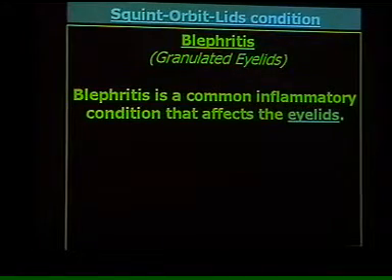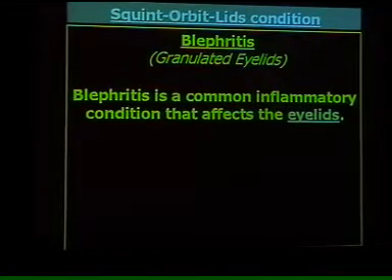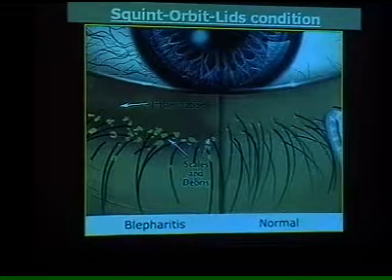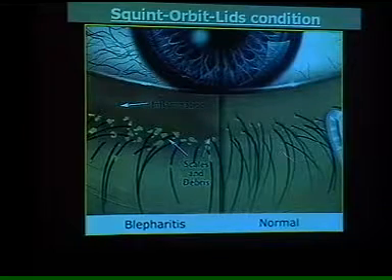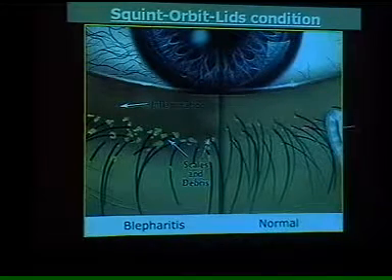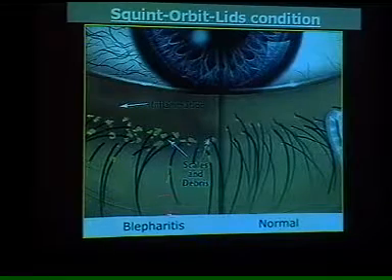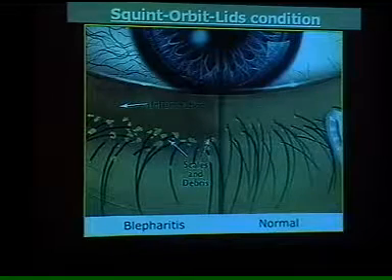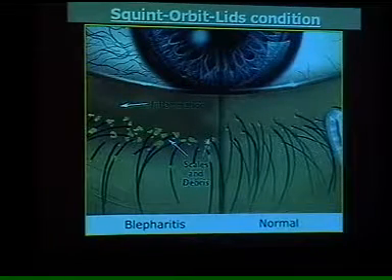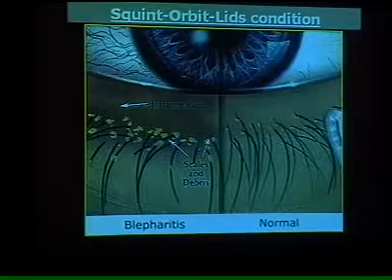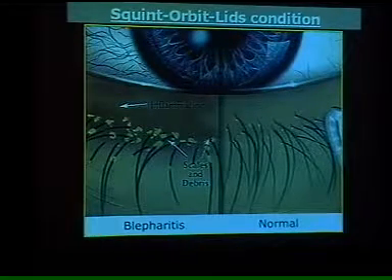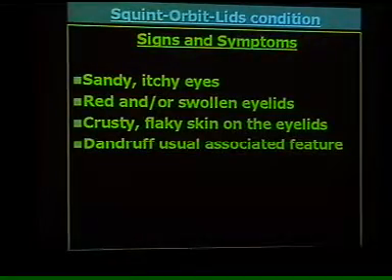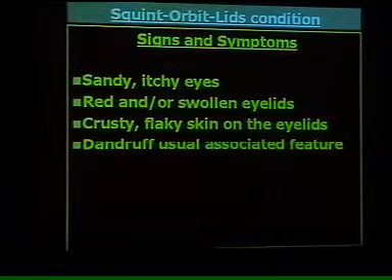Now blepharitis is a common inflammatory condition that affects the eyelid. Now if you just look at the picture, this is a normal eye, it's very clean, normally convex lashes, no scales deposit here. But in blepharitis, you can see that the scales are deposited at the root of the lash. The signs and symptoms include sandy, itchy eyes, red, swollen, depending on the chronicity of the disease, and at times dandruff of the scalp is an associated feature.